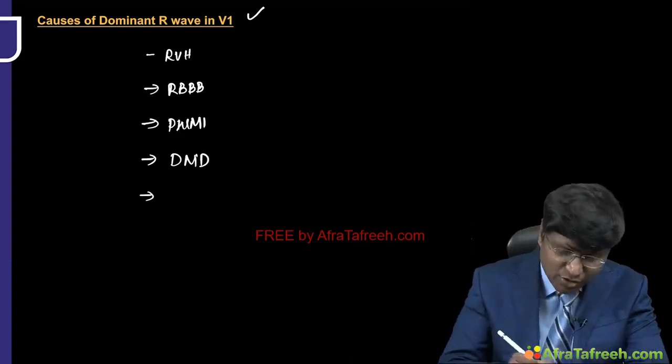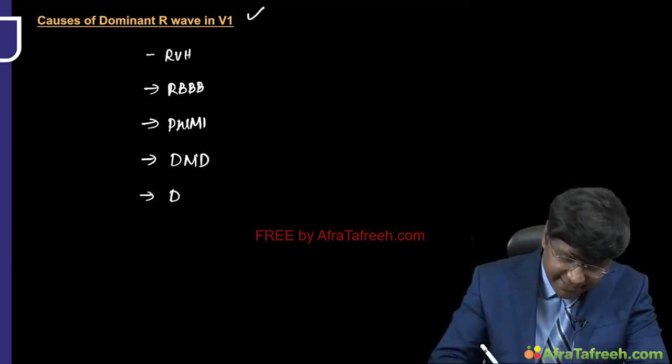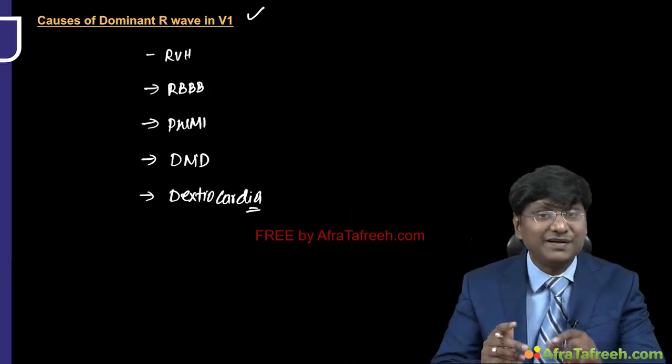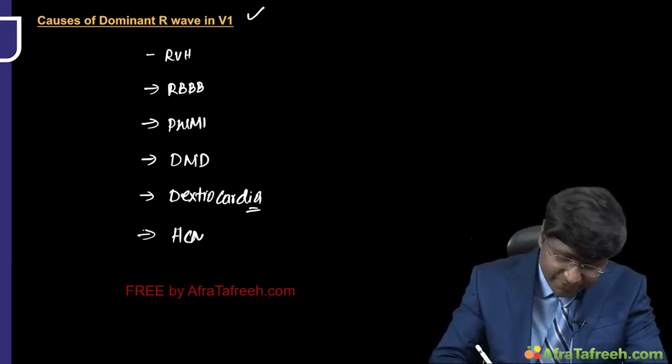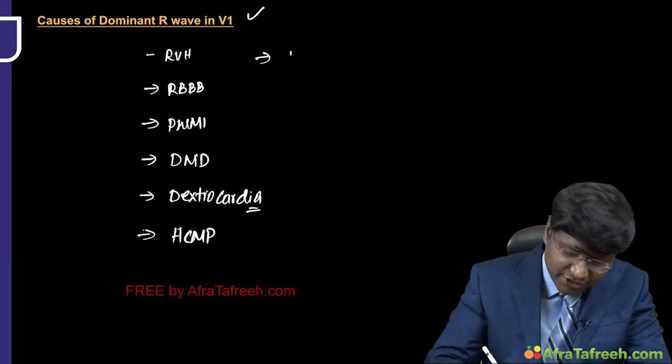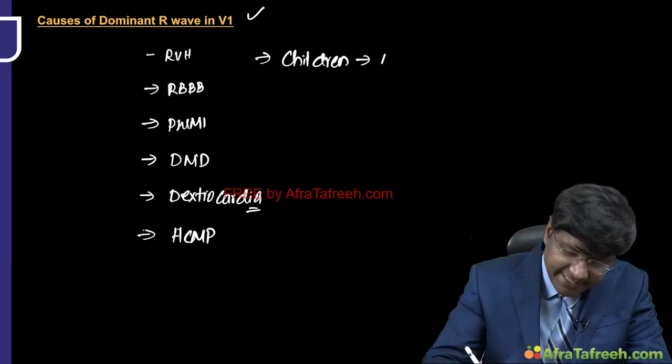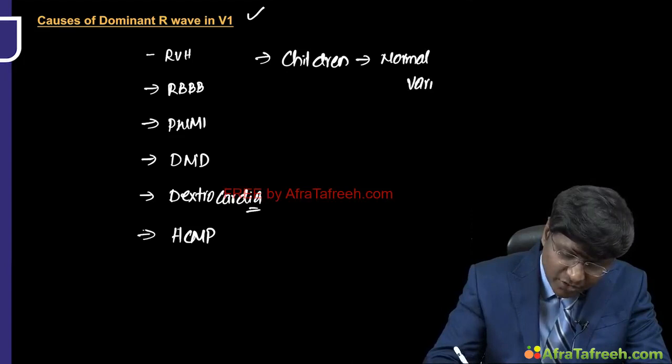Then you can also have a dominant R wave in V1 in cases of dextrocardia. And you can also have that in patients with hypertrophic cardiomyopathy, and in children, the presence of dominant R wave in V1 is considered to be a normal variant.